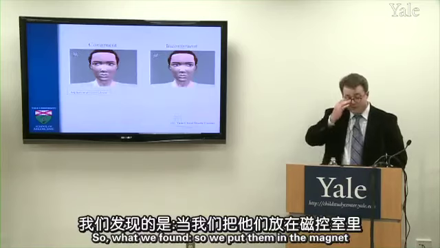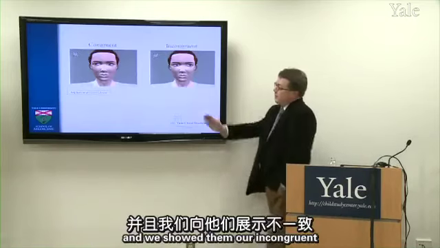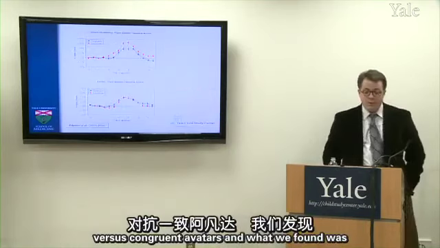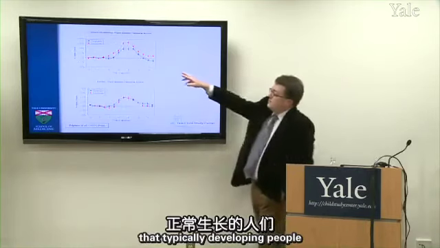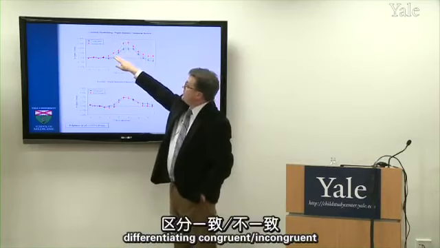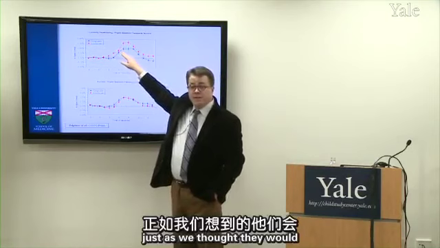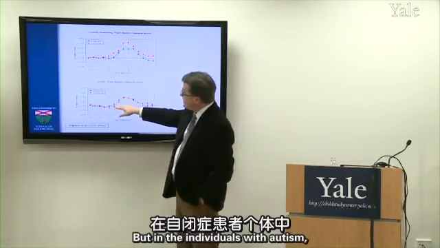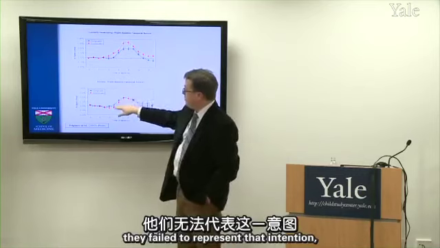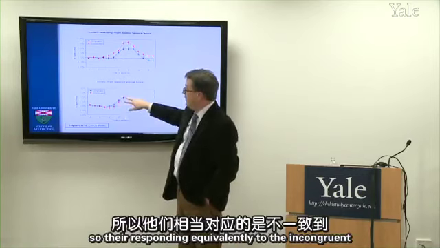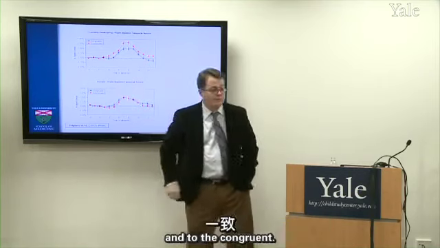So we put them in the magnet and we showed them our incongruent versus congruent avatars. And what we found was that typically developing people in the right superior temporal sulcus differentiate incongruent and congruent, just as we thought they would, and replicating the old studies. But in the individuals with autism, they failed to represent that intention. So they're responding equivalently to the incongruent and to the congruent.